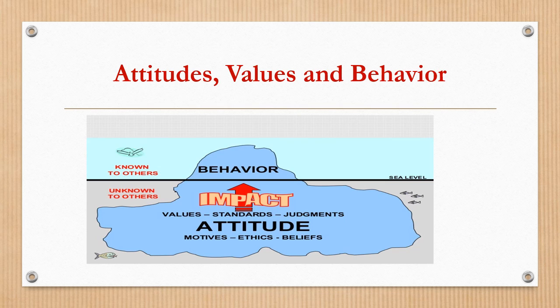To give you a clear view about how this mechanism works, let's look at the following picture. The tip of the iceberg is what is known to others, that is, our behavior. What we can see is what triggers this behavior to appear on the surface, namely our ethics, which are influenced by our motives and beliefs, which give birth to values, which will in return impact our behavior.